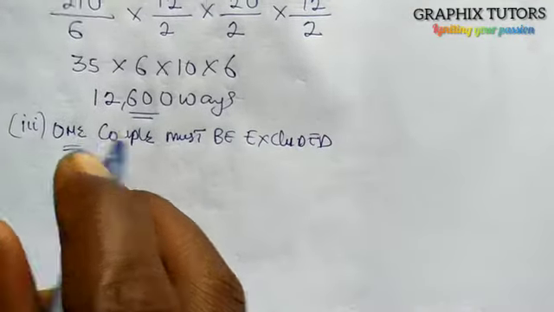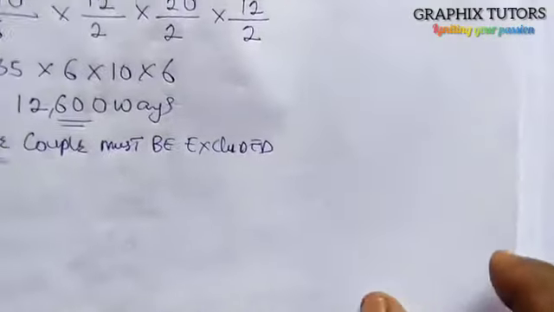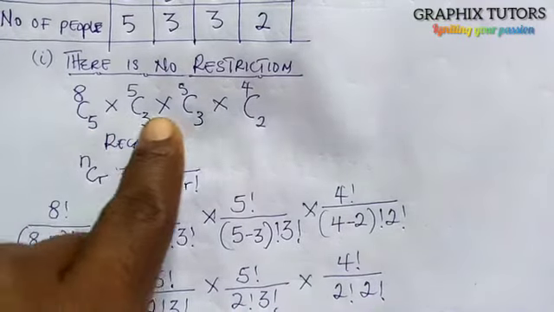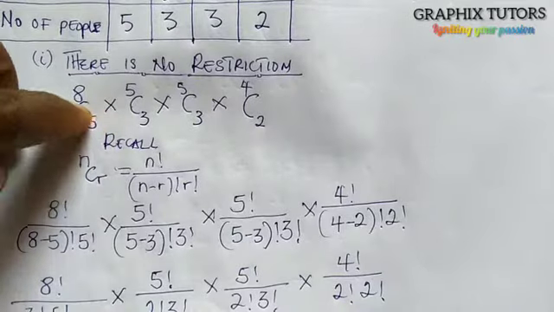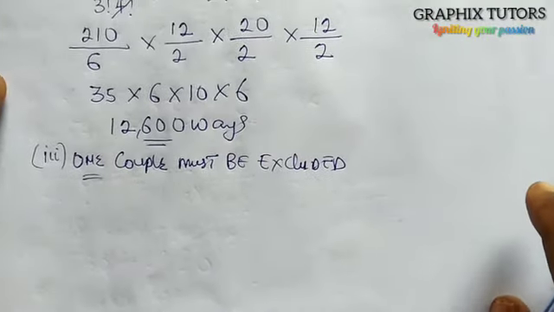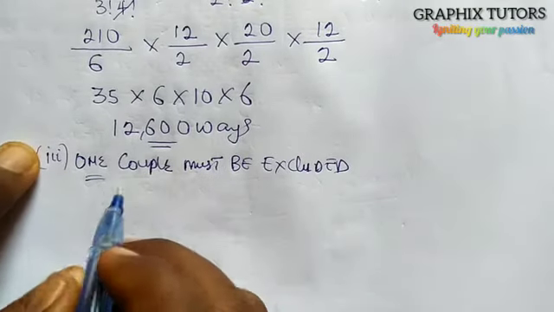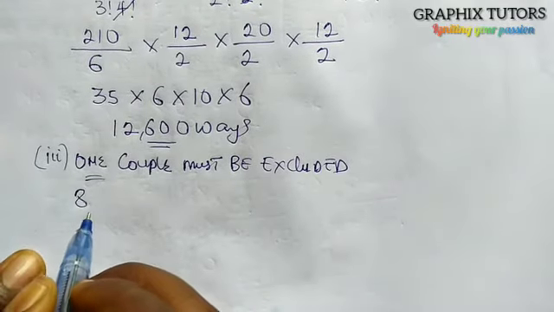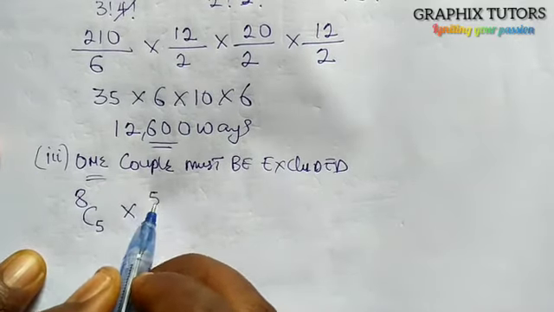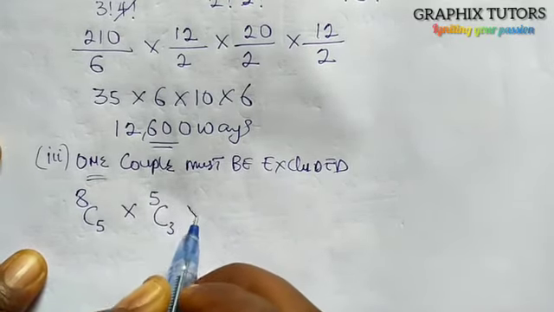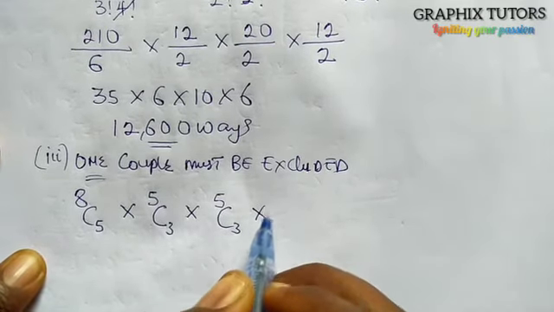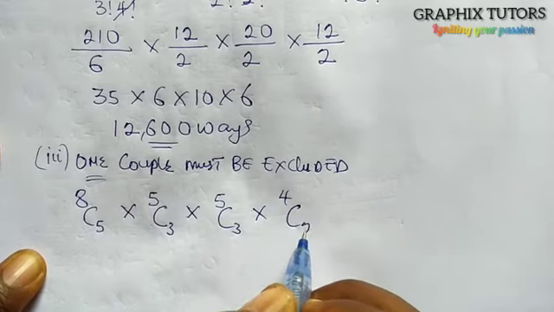So you write out this question back. You write out those, the no restriction, you guys going to write them out back. So in writing them out back, you are going to do this. So I'm going to be having 8 combination 5 multiplied by 5 combination 3 multiplied by 5 combination 3 multiplied by 4 combination 2, right?